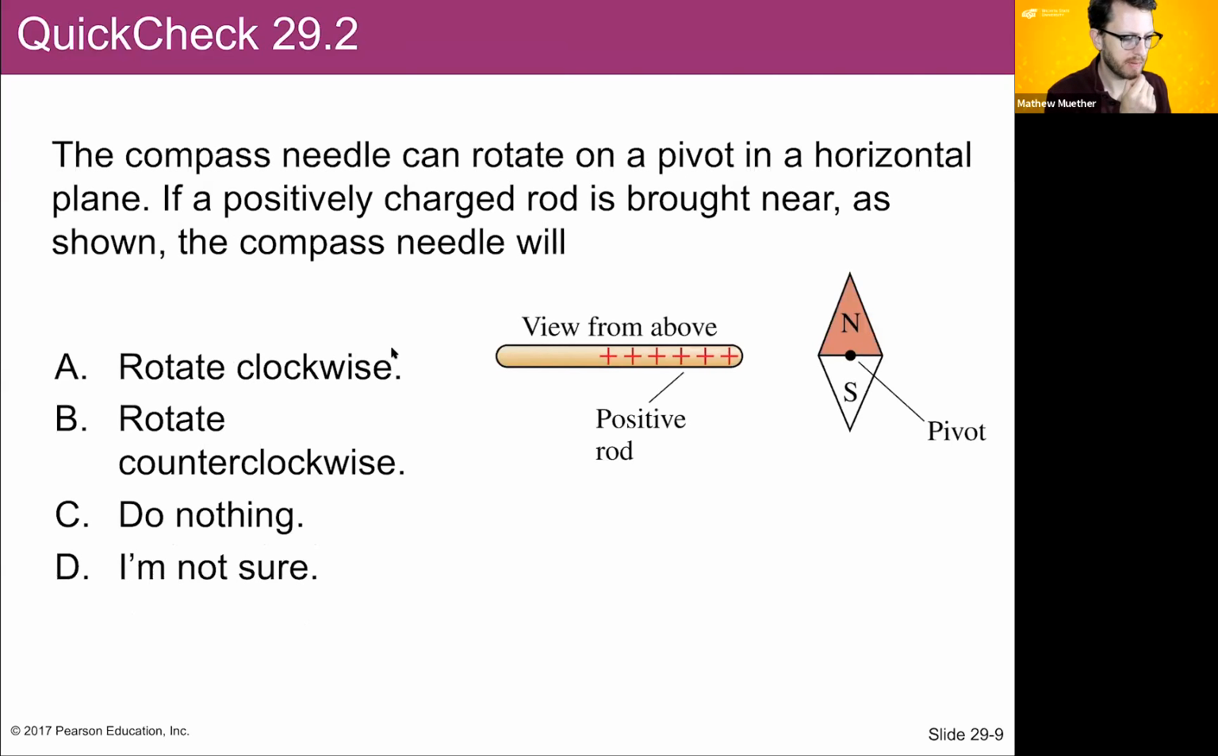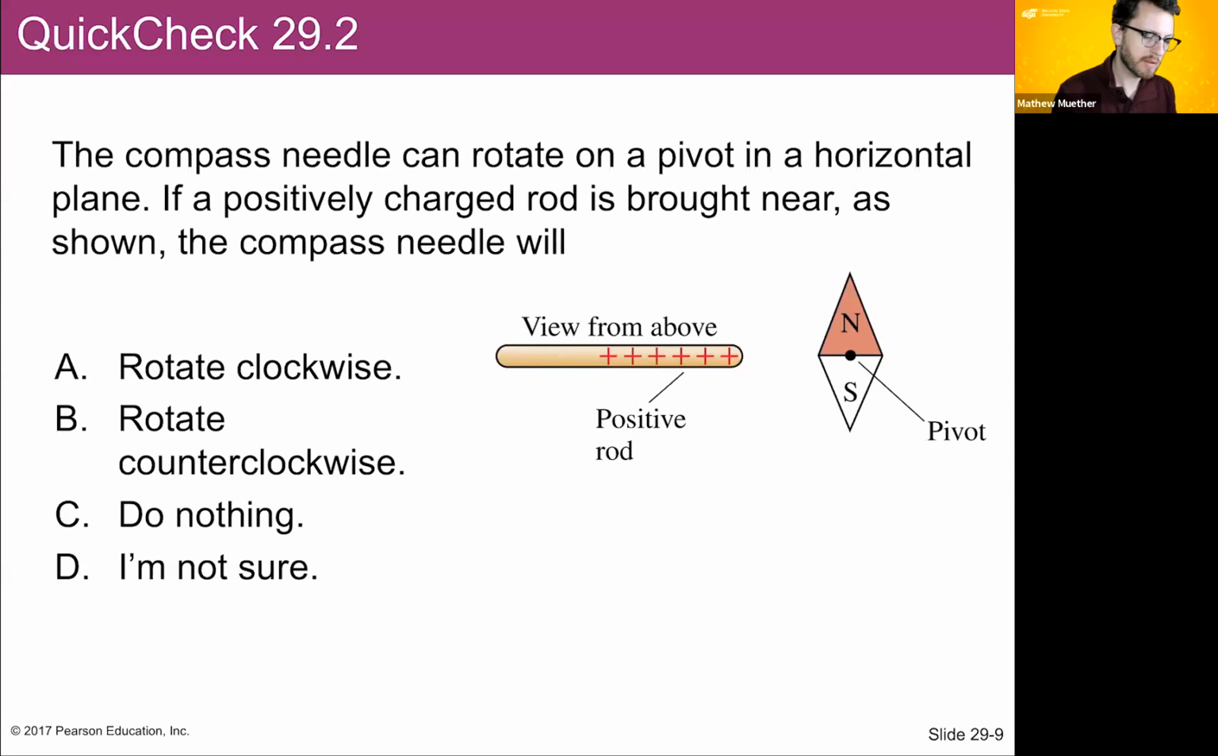What about this? If I take a compass needle that can rotate on a pivot point, and I bring a positively charged object near that compass needle, what's going to happen to that compass needle? Any ideas? Let's poll for this. What happens if I bring a charged object near the compass needle? Most popular answer right now is B, that it rotates counterclockwise.